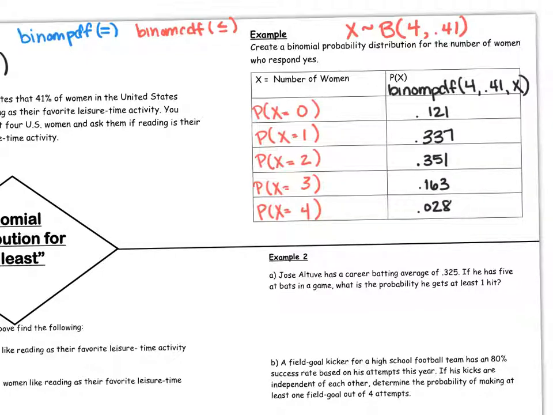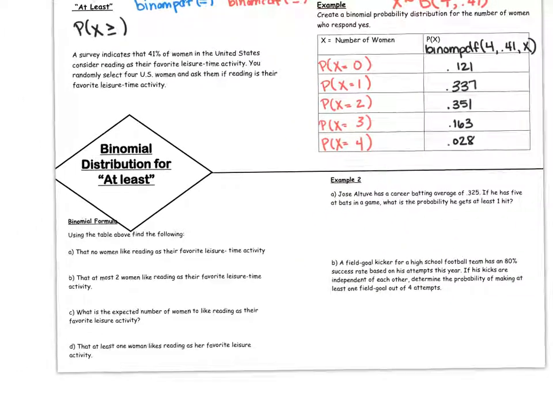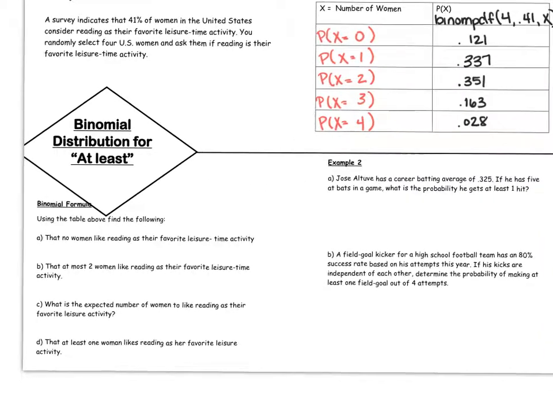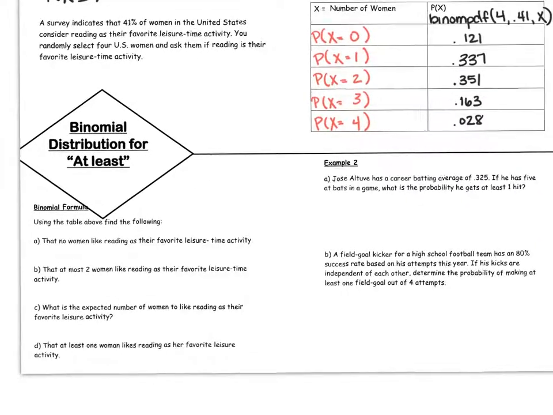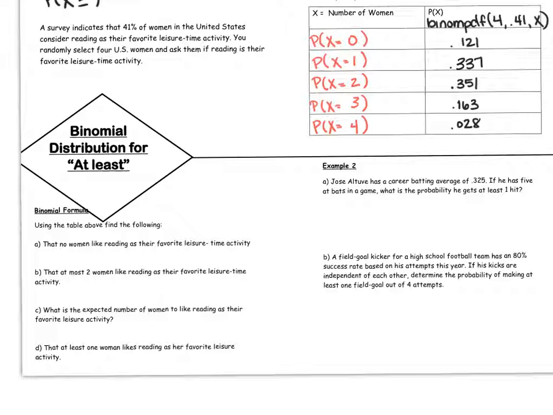Now that we have these values, let's go answer some questions with them. The first question says: using the table above, find the following. That no women like reading as their favorite leisure time activity. First off, what is that x going to be equal to? 0. So write it like this: the probability that x equals 0. From this table, that probability is equal to 0.121.